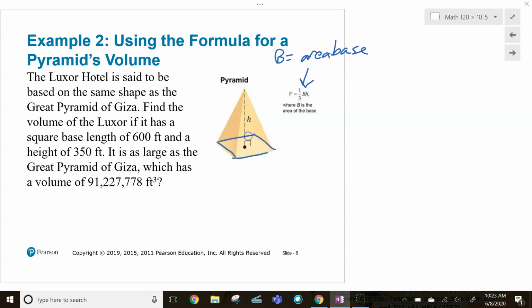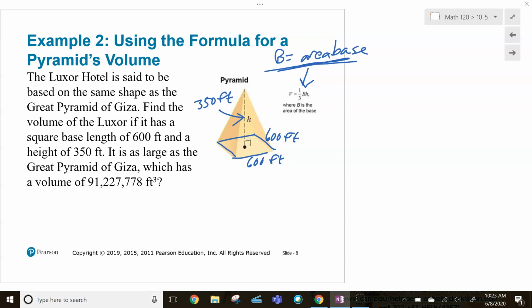So the area of the base is just one side length by the other side length, right? And it has a square base length of 600 feet. So 600 feet, 600 feet. That's going to be our capital B. So it's the area of the square on the bottom. And then it also gives us, looks like the height is 350 feet.